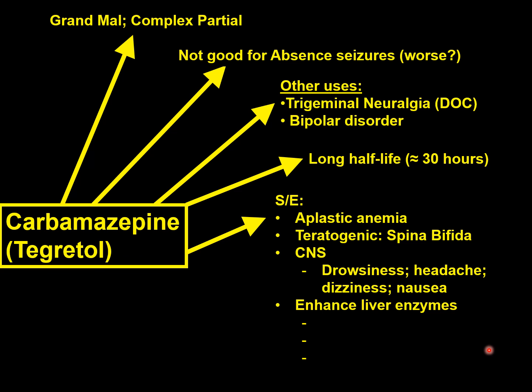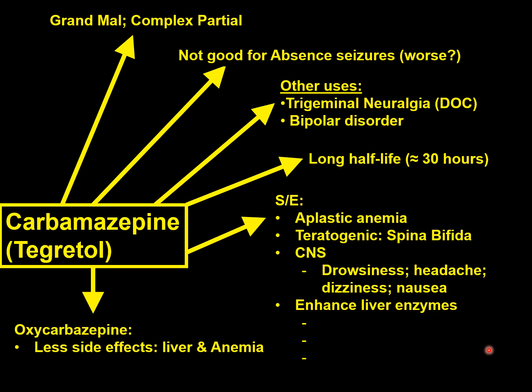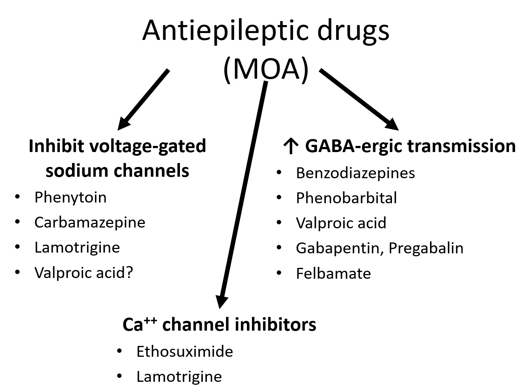There is another drug that is structurally related to carbamazepine called oxcarbazepine. It's a prodrug that is metabolized into the active form. The active form is not carbamazepine, but structurally oxcarbazepine is related to Tegretol. They found it safer in pregnant women, and it has fewer side effects, especially those related to liver enzymes. So it does not induce liver enzymes, and it has a lower risk of aplastic anemia.